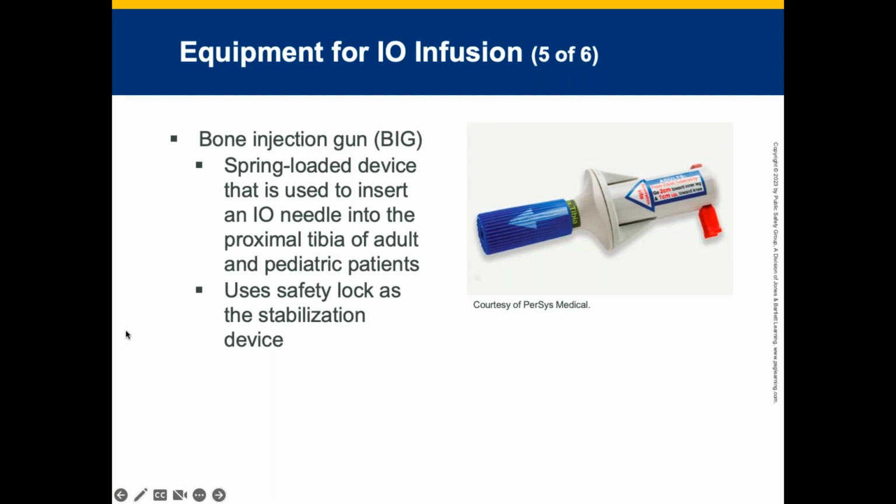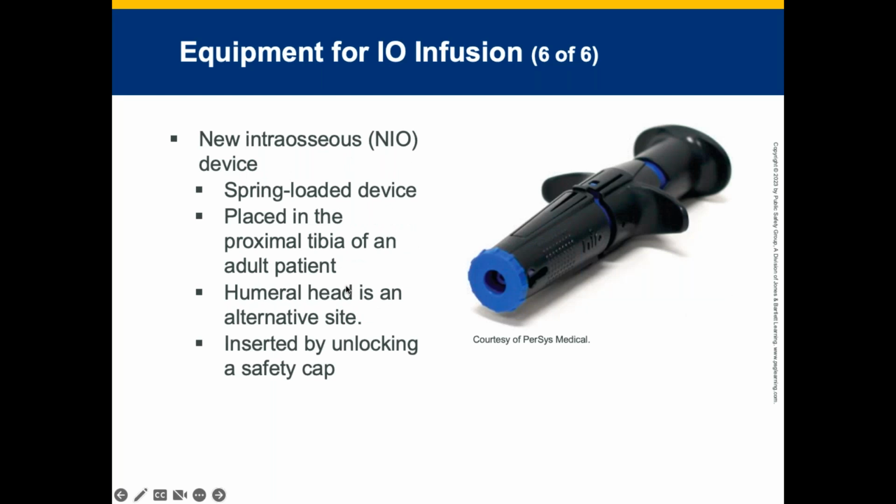All right. Good question, though. The BIG, bone injection gun, is a spring-loaded device that is used to insert an IO needle into the proximal tibia of the adult and pediatric patient. Literally, it's under a spring, and it pops into place. This is the new intraosseous device, the NIO, spring-loaded, placed in the proximal tibia.